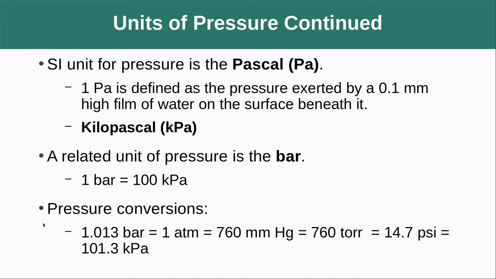And then we have our pressure conversions. We can see here that 1 bar and 1 atmosphere are really close to one another. That's also equal to 760 millimeters of mercury, which is equal to 760 torr. Torr and millimeters of mercury are therefore the same unit, which is equal to 14.7 pounds per square inch, psi, which is equal to 101.3 kilopascals. Using these pressure conversions, we can move between whichever units we want by making conversion factors.